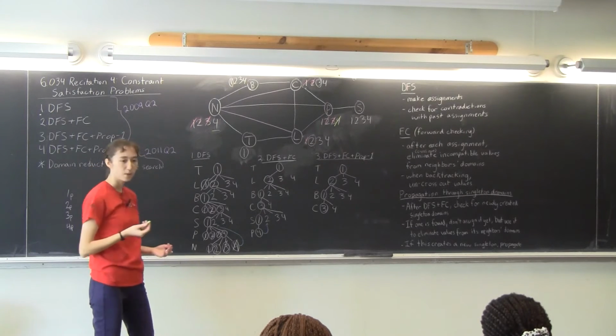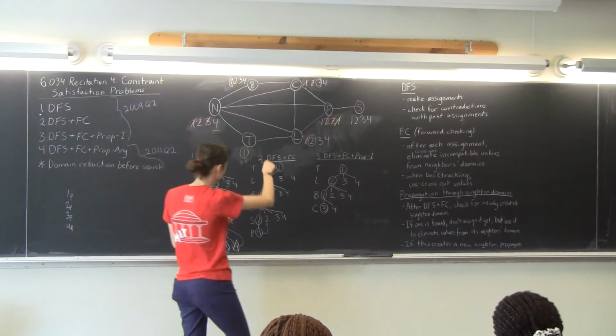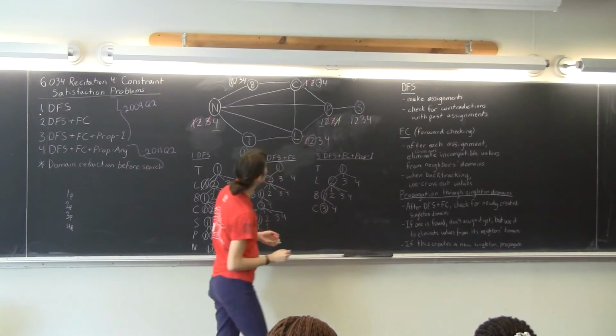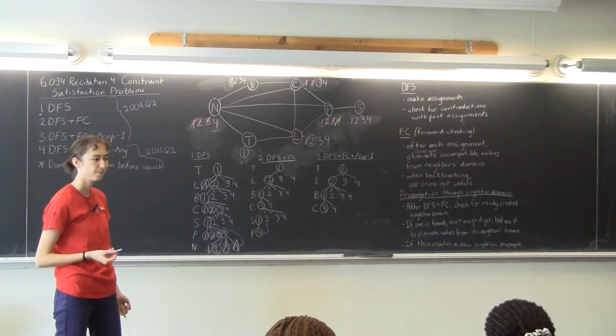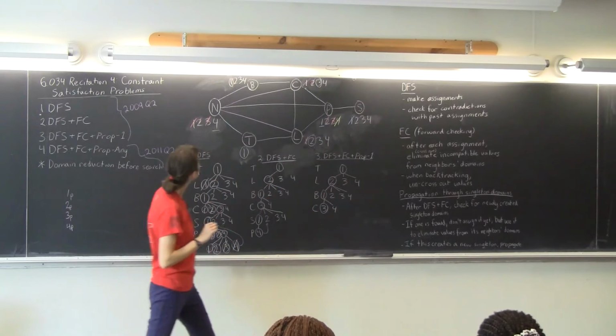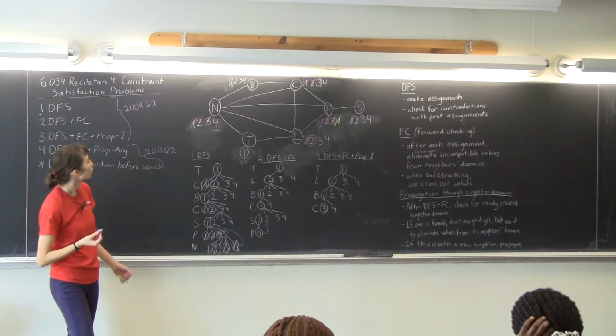OK, so now have we created any new singleton domains? Yeah, so now we have Pythagoras. So now we'll say, given that Pythagoras can only be at 1, can we cross out any values from Pythagoras' neighbors? Yeah, so now Socrates can't be at 1. OK, have we created any new singleton domains? No, so now we're done.